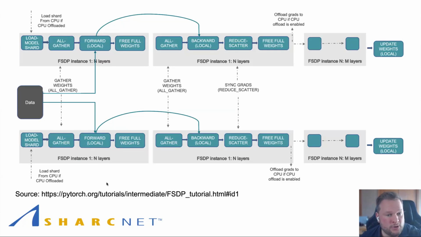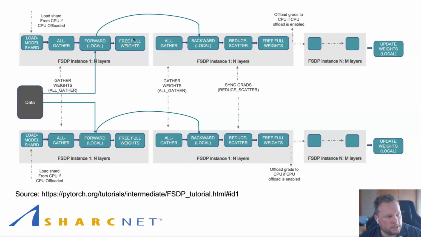Then we distribute our data like we would in DDP to each of the ranks and do our forward pass. And after the forward pass, the full weight set is freed up. So we're no longer holding all of the weights for that full FSDP instance.